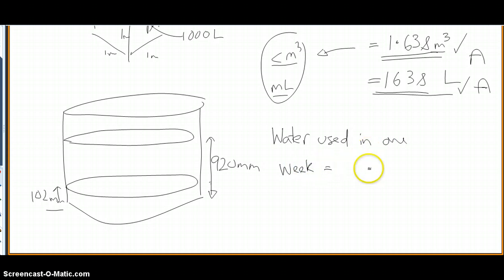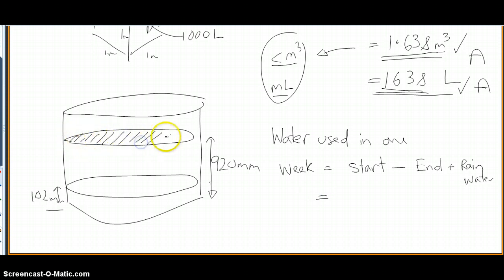that would be the level of water at the start of the week, subtract the water at the end of the week, but add to that the rainwater that fell, which is this number. Okay, so that's my calculation.